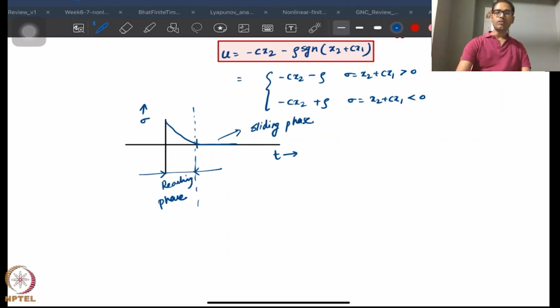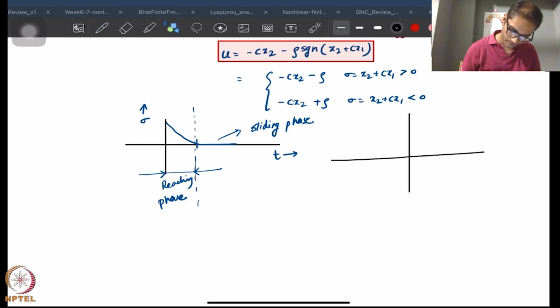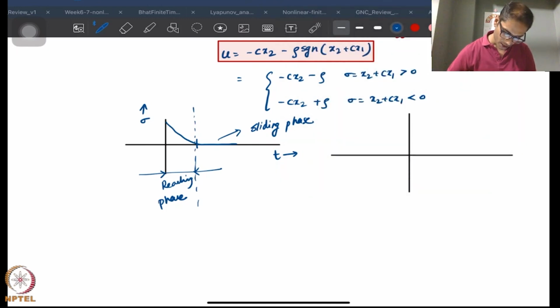Okay, now the problem with this controller is pretty obvious, right? Because of the disturbance, if you look at this sort of a plot on what happens very close to the sliding surface, you will start to see some kind of a zigzag motion happening, right? So this is the sliding surface. We already know that it looks something like this.